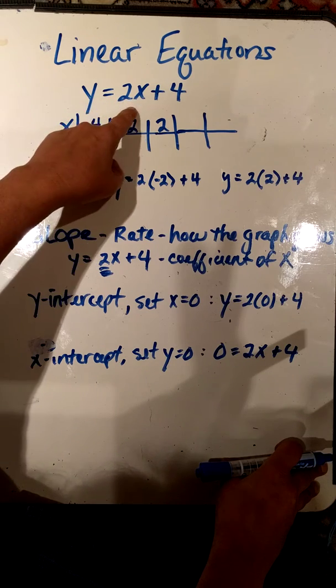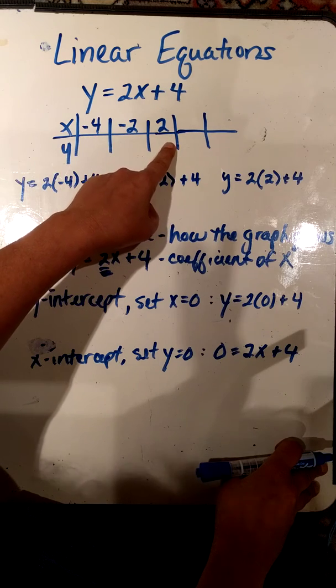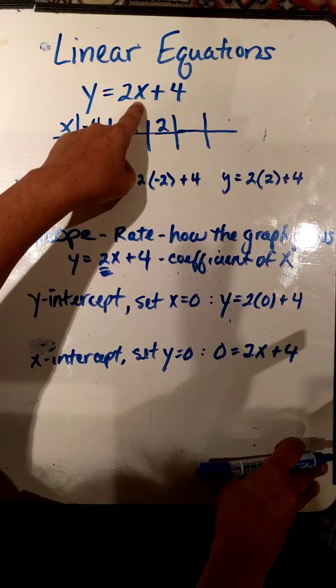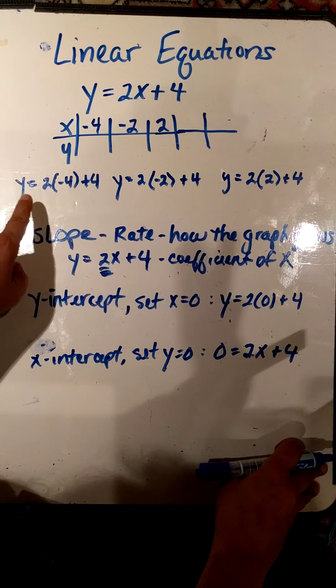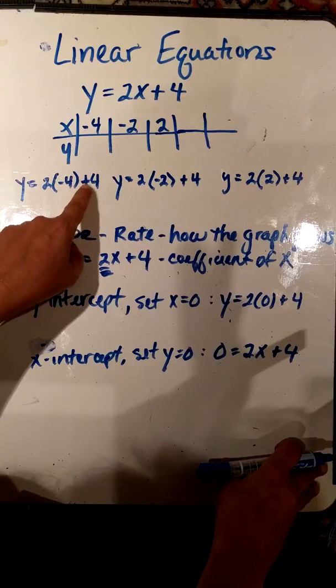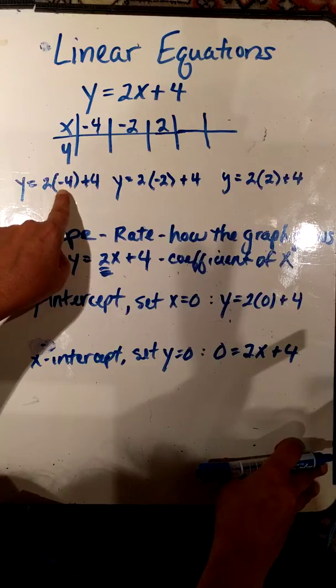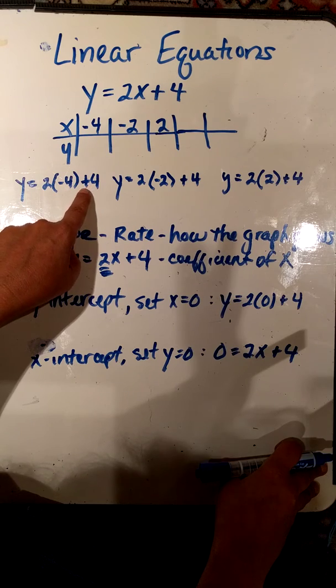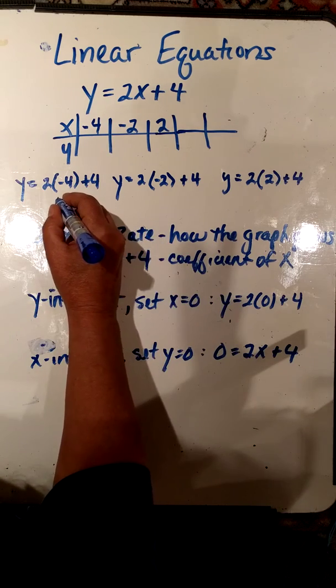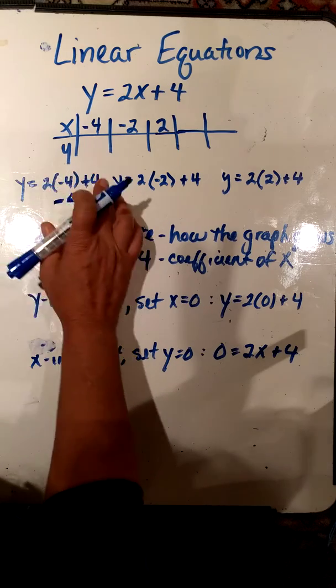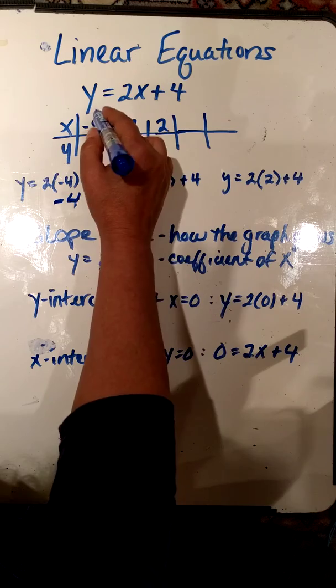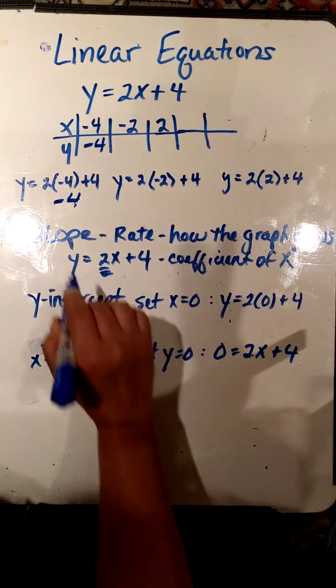So here's my equation, and I've just picked three numbers. I'm going to plug these values in for x and get the value for y. Here's my first one, negative 4. So y equals 2x plus 4. In this case, our x is negative 4. If I multiply 2 times negative 4, one is positive and one is negative, so my answer is negative. 2 times negative 4 is negative 8. Negative 8 plus 4 is negative 4. So when x is negative 4, y is also negative 4.